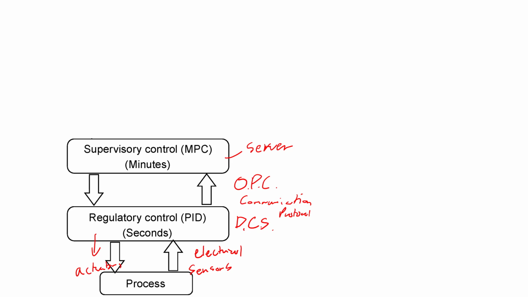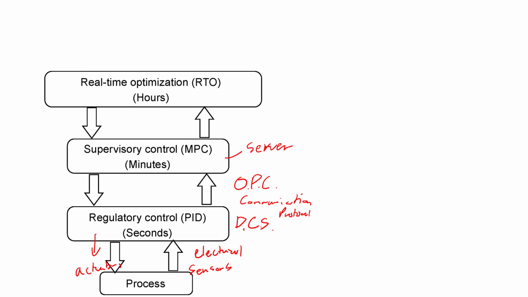Okay, so another layer above your supervisory control is what's called real-time optimization. Again, regulatory control is something that's happening in seconds. If it detects a sudden change in temperature, for example, you're instantly making moves to try and correct that temperature. With supervisory control, you're looking minutes out and you're making control moves on the time scale of minutes.